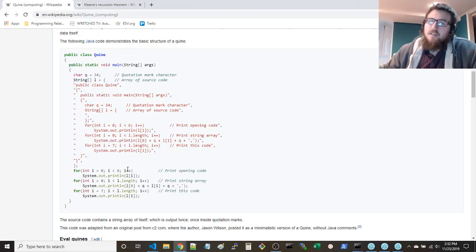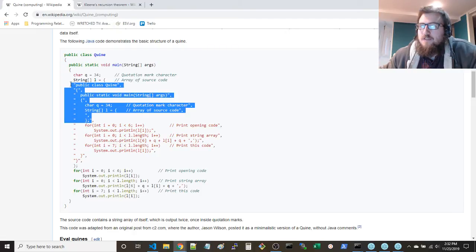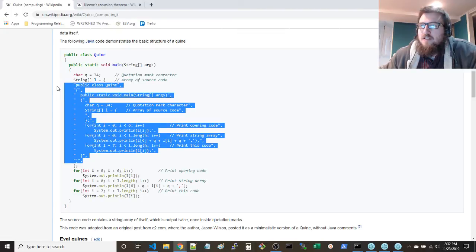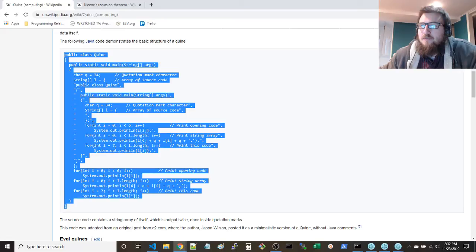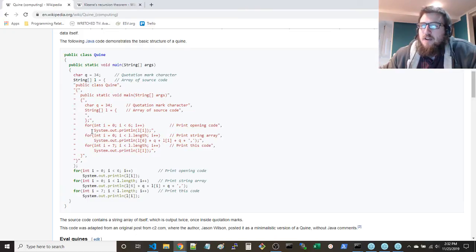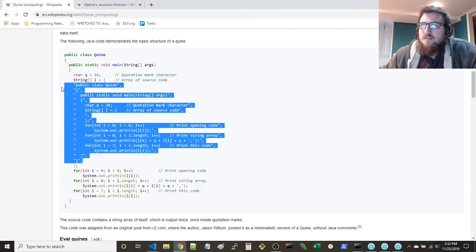So it looks like what you end up doing is you print the beginning part, which is encoded here. So you print this portion. Then you print everything inside here, which is what we have, with quotation marks and all that good stuff. And then you print the last portion, which is this piece. So you end up printing twice. You print this piece in the middle with the opening and ending code, and this piece here.